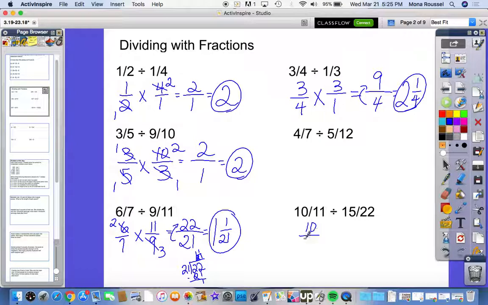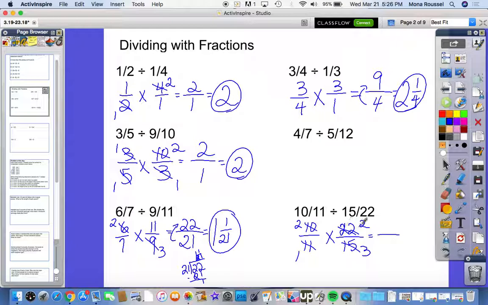If we have one more like this, 10/11, we keep, we change, we flip. We try to see what we can cancel. 10 and 11 can't cancel, but 10 and 15 can cancel because 5 can go into both 10 and 15. 5 goes into 10 2 times, 5 goes into 15 3 times. When we try to cancel with the 22, 22 and 3 can't cancel, but 22 and 11 can cancel. 11 goes into 11 once, 11 goes into 22 twice.